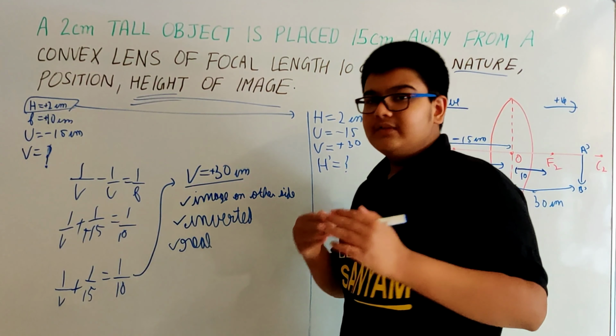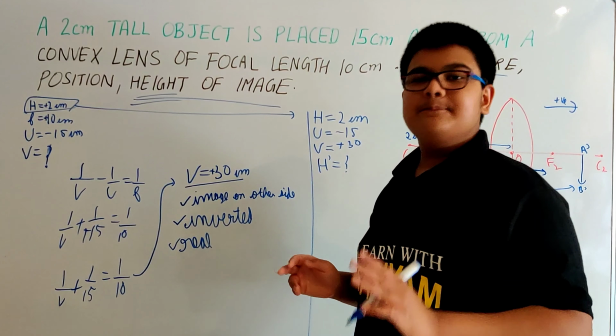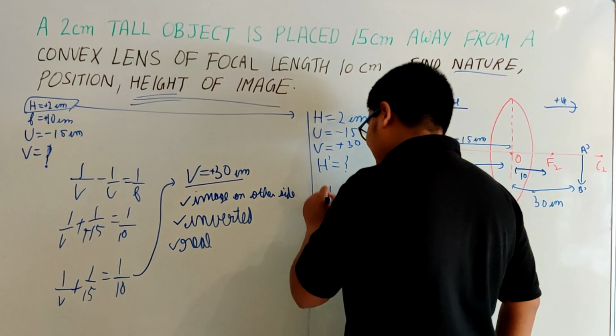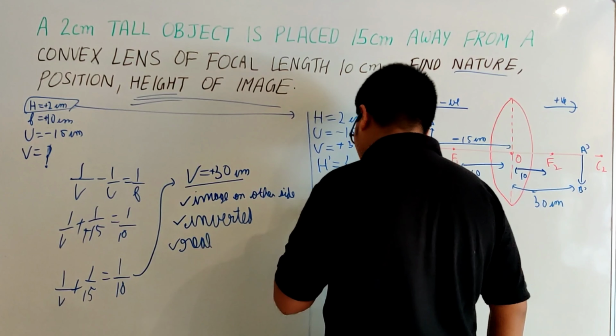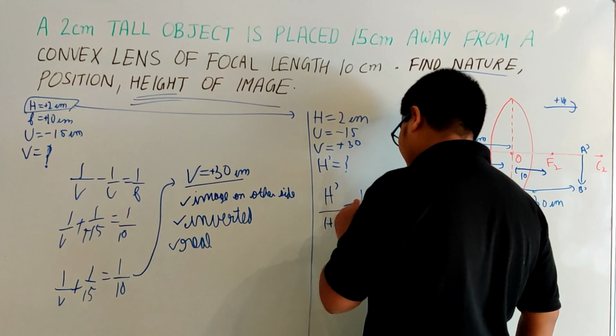Now using both of the magnification formulas, I told you an important relation. I told you that h dash upon h is equal to v upon u. If you are not able to remember it, then please go back to that formula and you will be able to recall it. Now we are given the values of h, u and v, and by putting those we will be able to find the value of h dash. So h dash upon h, that is 2, is equal to 30 upon minus 15.